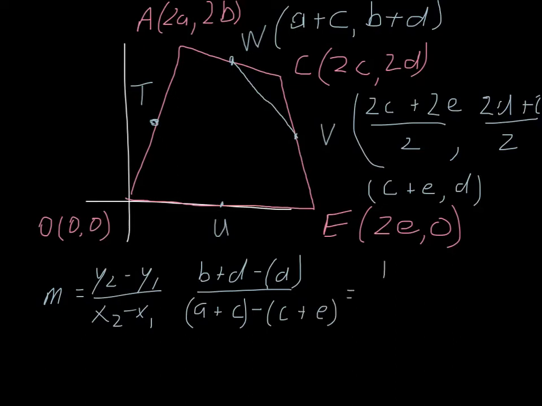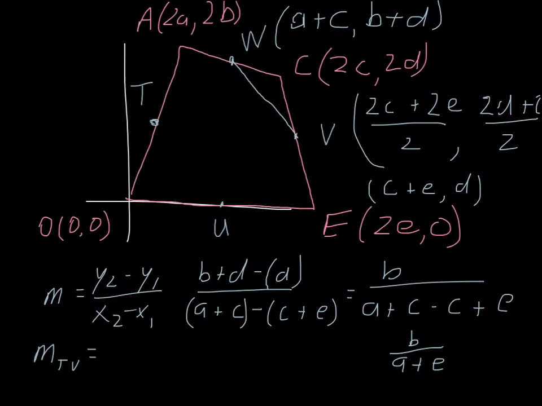On top, we just get B. On the bottom, we distribute that negative. You're going to get A plus C minus C plus E, and that reduces down to B over A plus E.